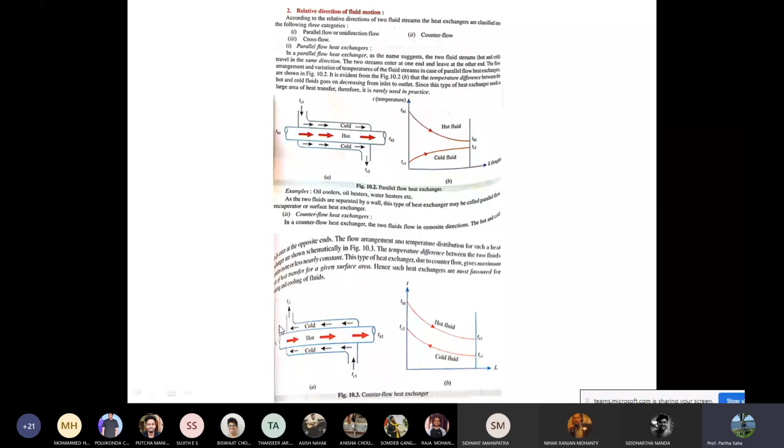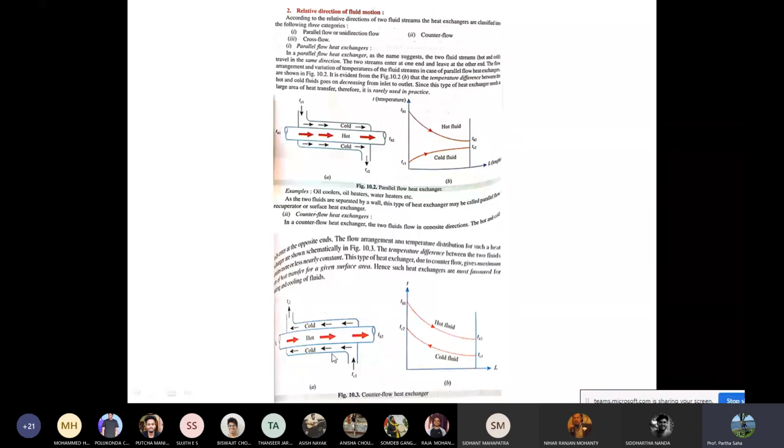Since the cold fluid and the hot fluid pass in opposite directions, as you can see here, you need a small area for heat exchange. This is much more economical and much more efficient, I would say, because due to counterflow, maximum heat transfer happens from the given surface area. Hence, this type of heat exchanger is most favored for heating and cooling of fluid, because the cold fluid gets heated up here, but as it moves in this direction, again it is going to gain heat, right?